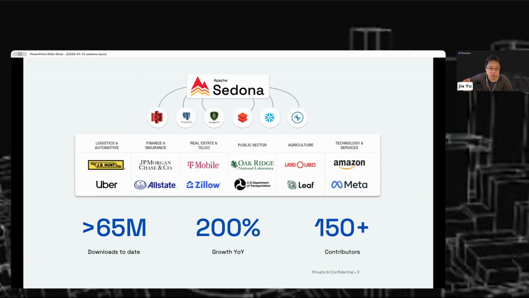Sedona so far has lots of users in different industrial sectors, including logistics, financial services, real estate, public sectors, agriculture, and technologies. The total downloads of Sedona has exceeded 65 million, and we are observing 200% growth year to year. On GitHub right now, we have over 150 contributors.